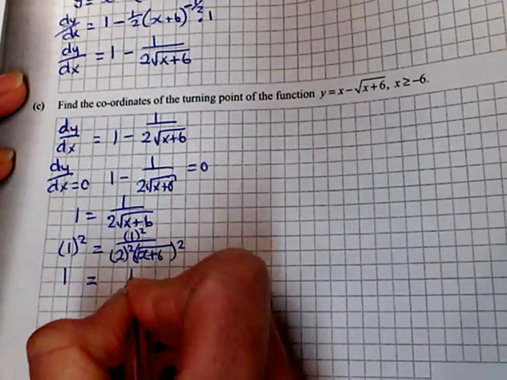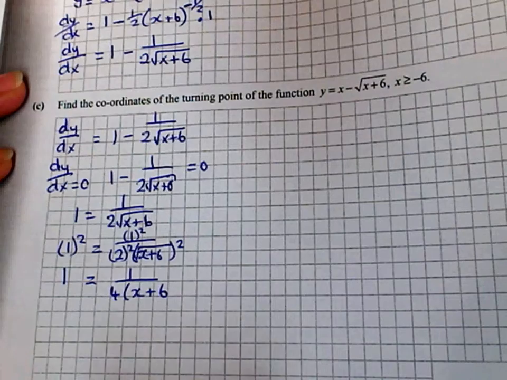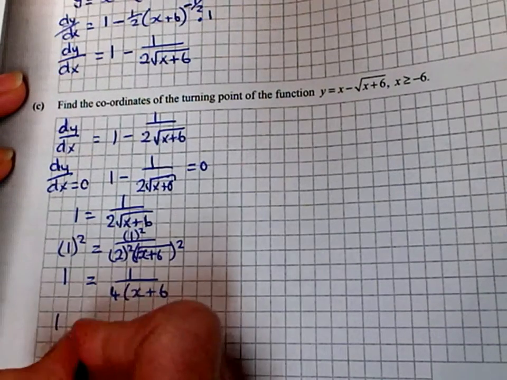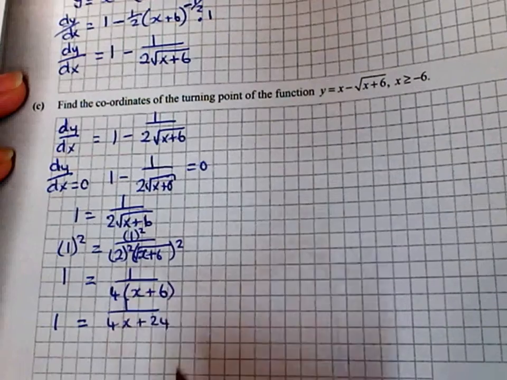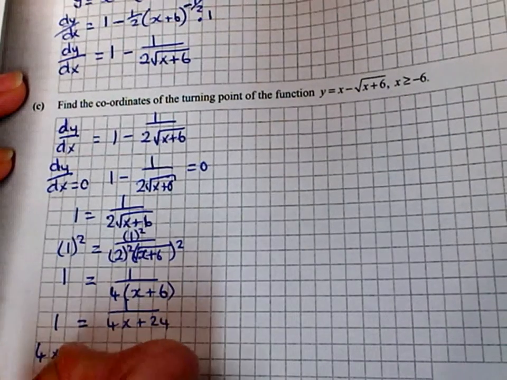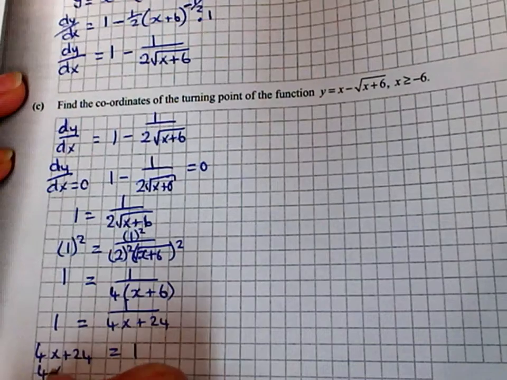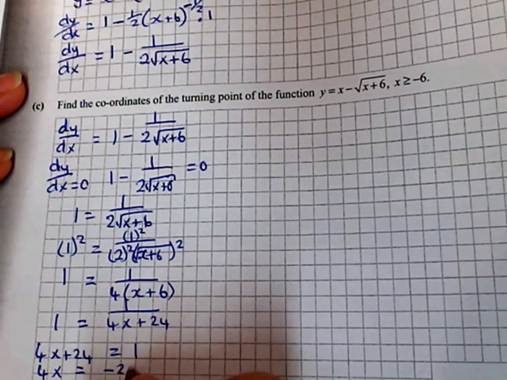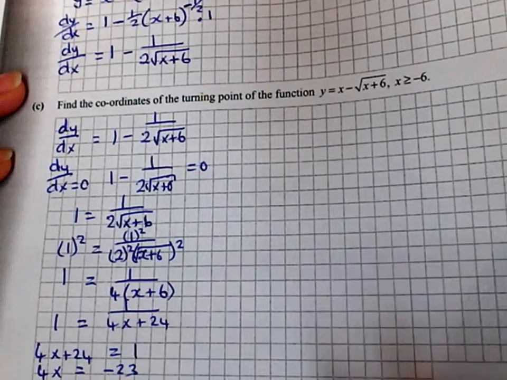So 1 is equal to 1 all over 4 by x plus 6. So that's going to give us 1 is equal to 1 all over 4x plus 24. Multiply across by the 4x plus 24 is equal to 1. And so we have 4x is equal to minus 23. So x is equal to minus 23 all over 4.